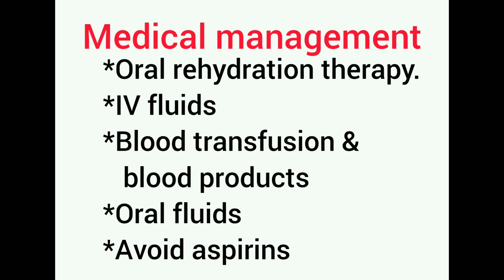Blood transfusion and blood products. Patients with internal or gastrointestinal bleeding may require transfusion, and patients with coagulopathy may require fresh frozen plasma. Oral fluids. Increase in oral fluids is also helpful. Avoid aspirin. Aspirin can thin the blood. Warn patients to avoid aspirin and other NSAIDs as they increase the risk for hemorrhage.